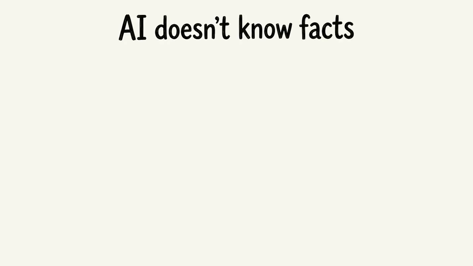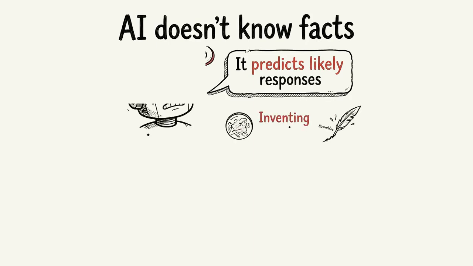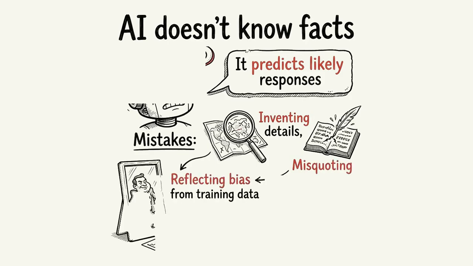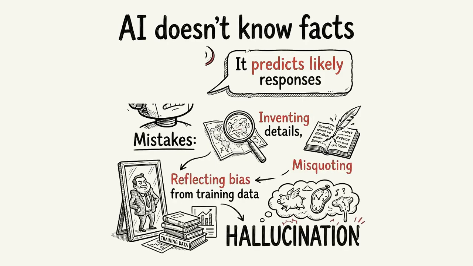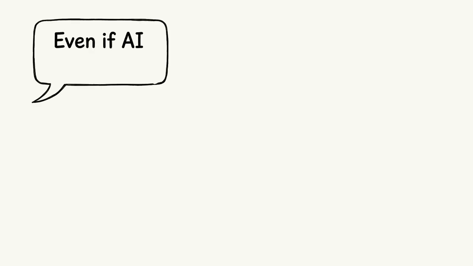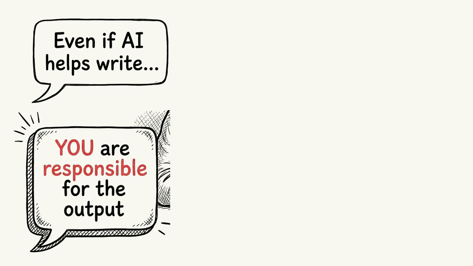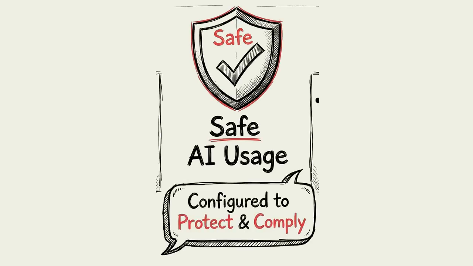But it's important to understand, generative AI doesn't know facts. It predicts likely responses. That means it can make mistakes, like inventing details, misquoting sources, or reflecting bias from its training data. This is called hallucination. So even if AI helps you write something, you are still responsible for the final output. Always review and verify. Next, let's talk about safe AI usage.